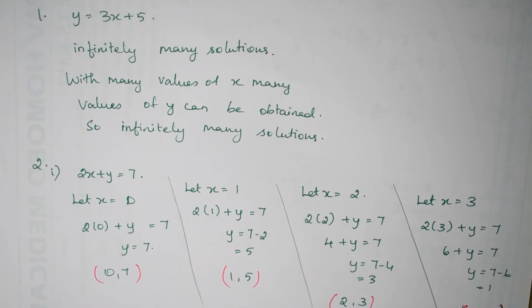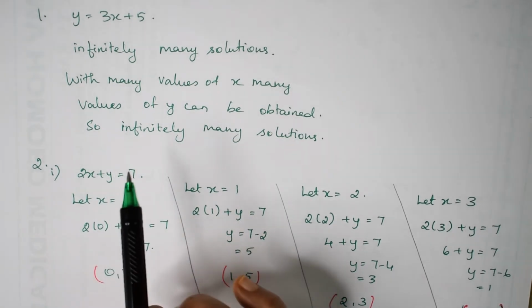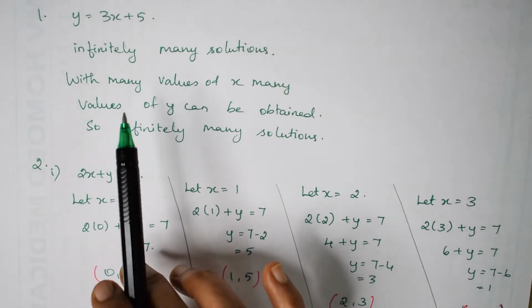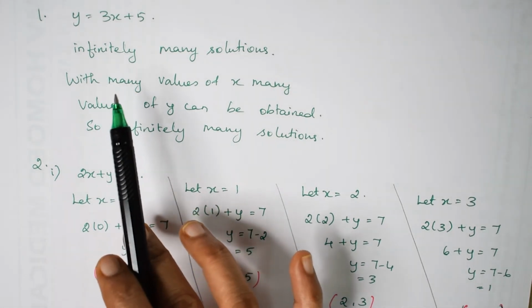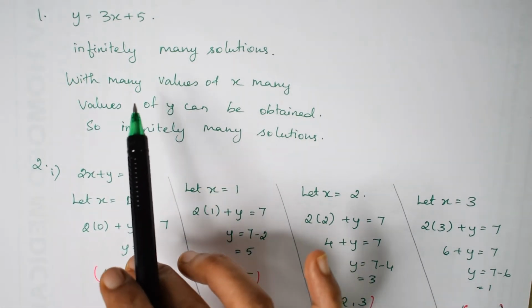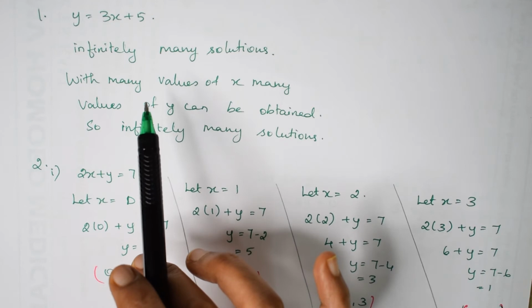Hi children, let us continue with the second exercise in linear equation with two variables. Okay, the first question, which one of the following options is true and why? Okay, first they have given an equation, y is equal to 3x plus 5. I have just written the equation, and the options they have given start with a unique solution.